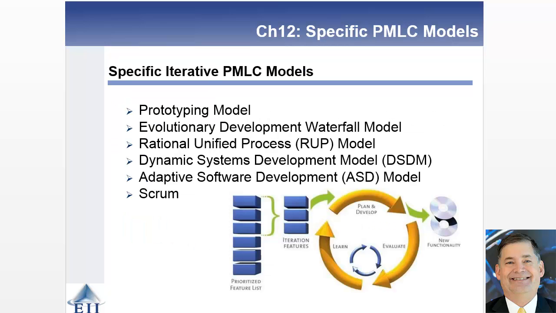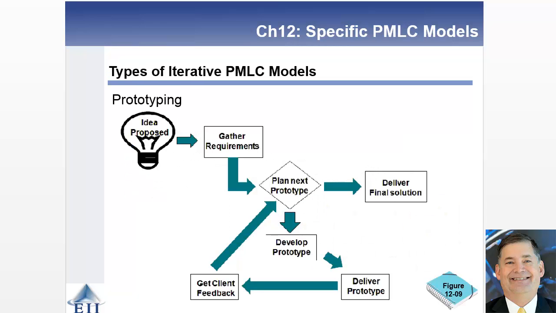So here are the 6 different approaches. You have a prototyping model, an evolutionary development waterfall model, a rationalized unified process model, dynamic systems development model, adaptive software development model, and Scrum. Now, there are real differences between all of these different approaches, but for the purposes of this class, the real thing that I want you to get out of is how an iterative model works, and this idea of running through iterations. There are different variances within these, but they do share common characteristics.